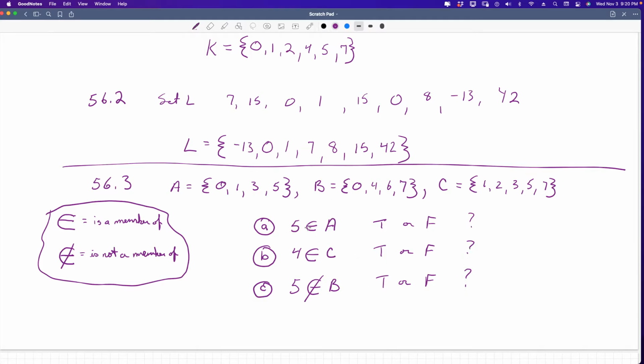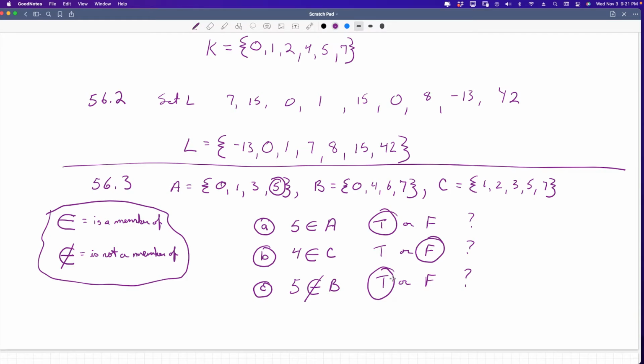So let's look. 5 is a member of A. Look, 5 is in A. So this is true. All right, what about B? 4 is a member of C. Is 4 a member of C? No, it's not. So this one is false. What about this one? 5 is not a member of B. Do you see a 5 in B? Nope, I don't. So that means that statement is true.